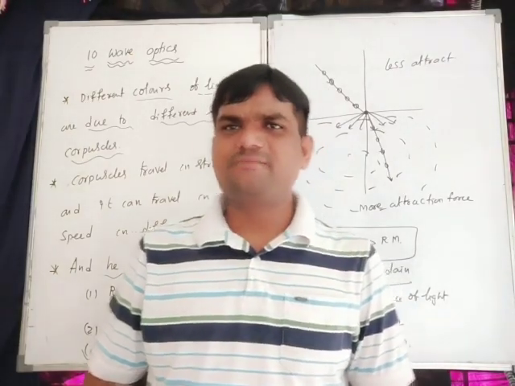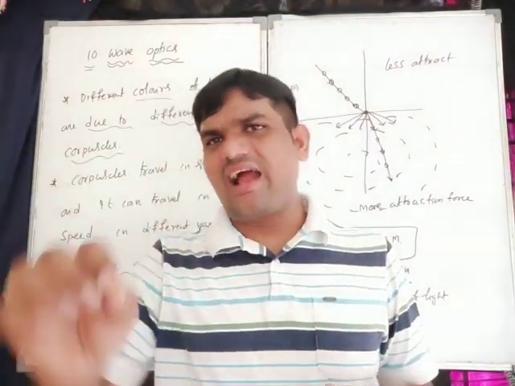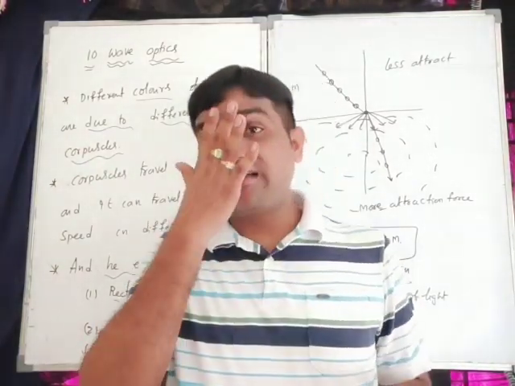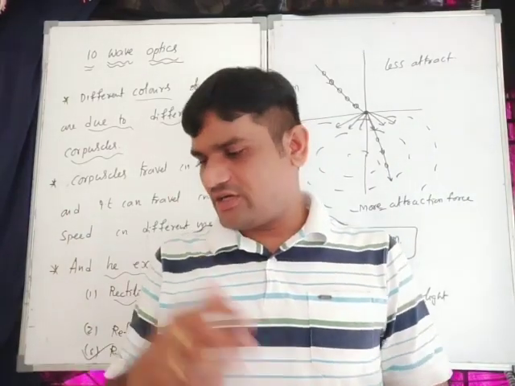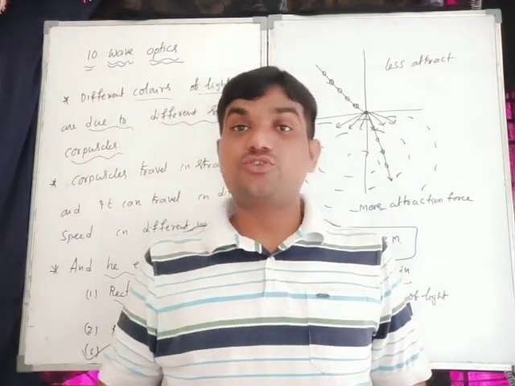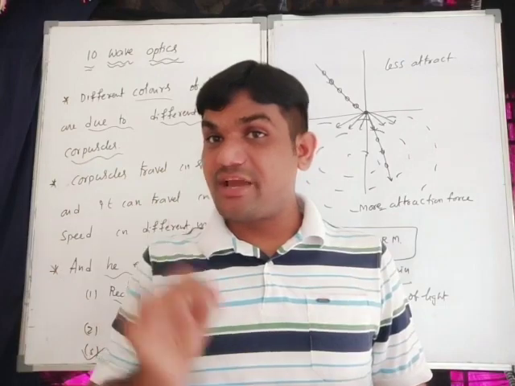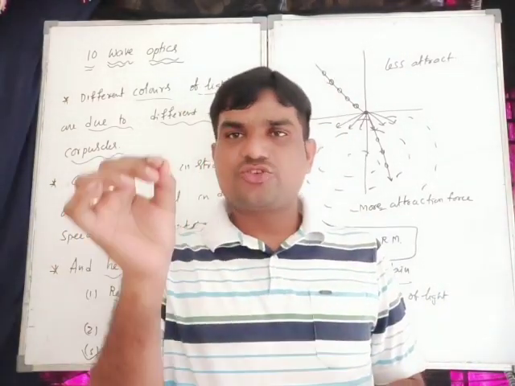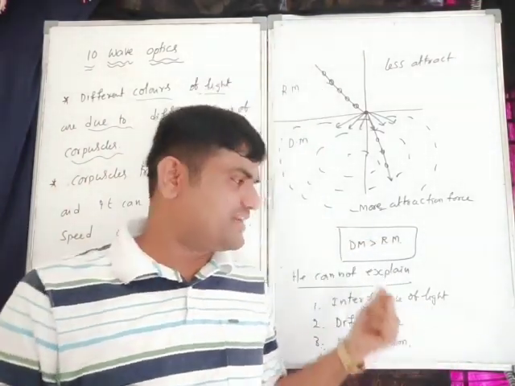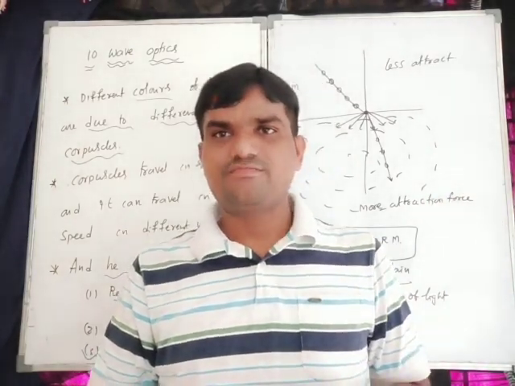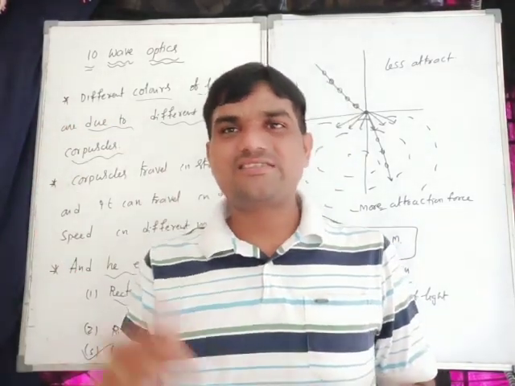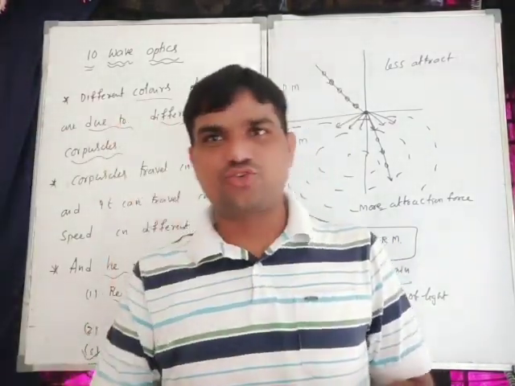Also remember, Huygens gave that light has wave nature, but Newton gave that light has particle nature. So which one is correct? For that purpose, so many scientists came into our picture. Thomas Young explained with the help of his experiments, interference also, and he also told that light has wave nature. It gave support to Huygens.